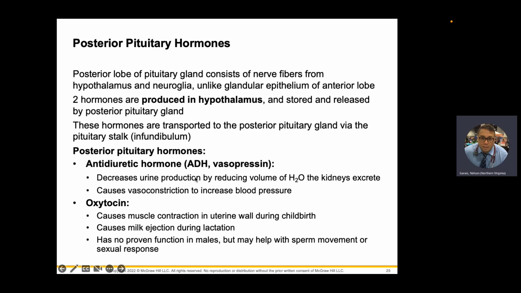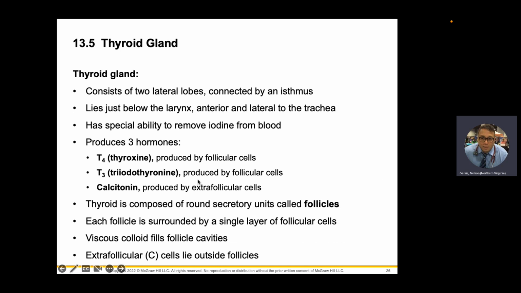I mentioned antidiuretic hormone and oxytocin. This is posterior pituitary. Thyroid gland, I mentioned T3, T4. Just call them T3, T4. It's easy. And calcitonin. Calcitonin is what? Messes with the calcium levels.